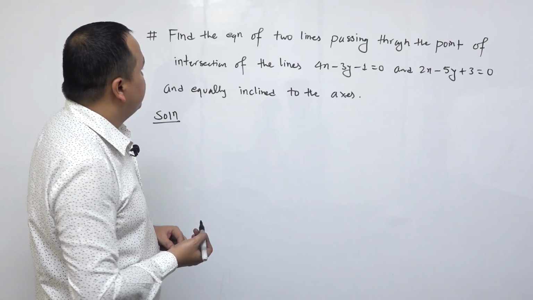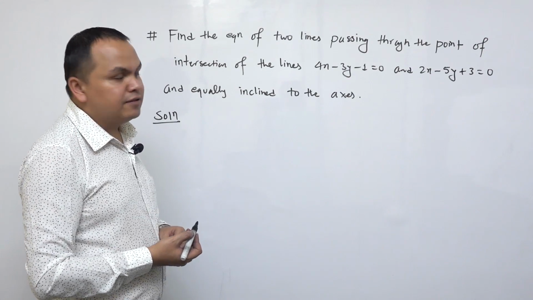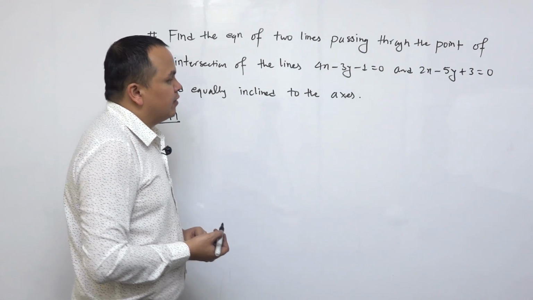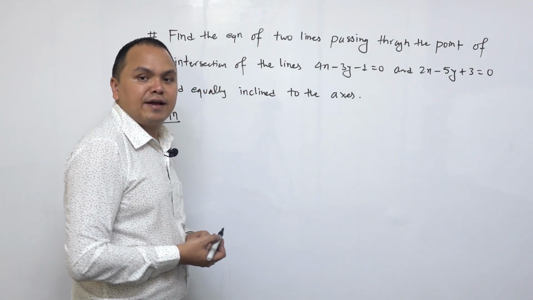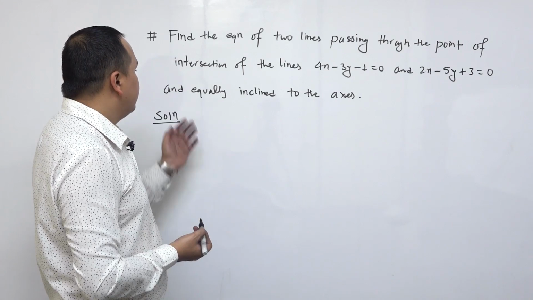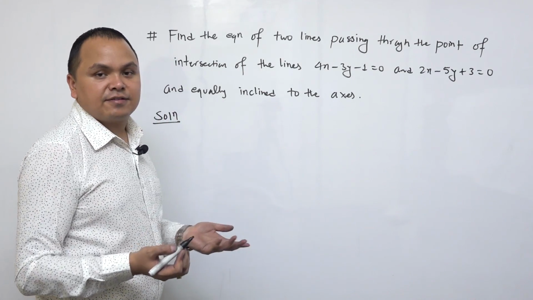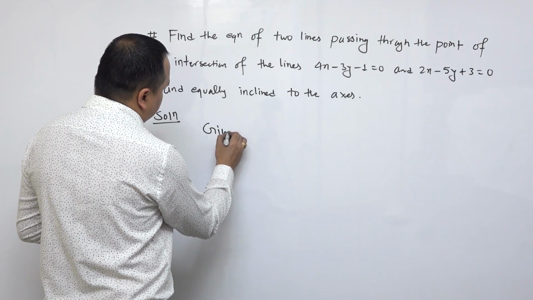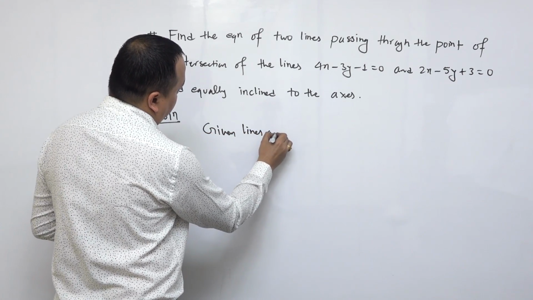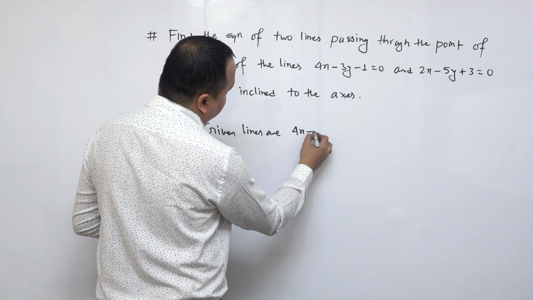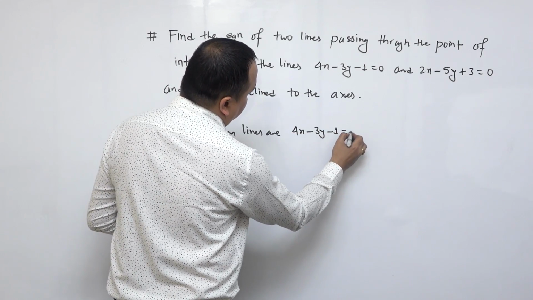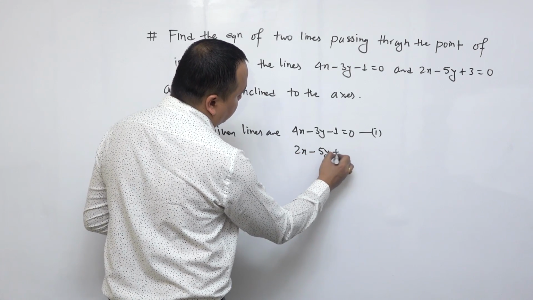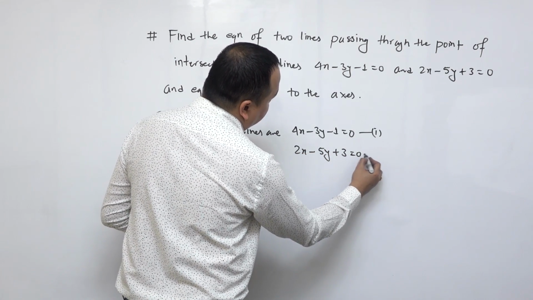Okay, we take another example. Find the equation of two lines passing through the point of intersection of the lines 4x minus 3y minus 1 is equal to 0 and 2x minus 5y plus 3 is equal to 0, and equally inclined to the axis. First of all, given lines are 4x minus 3y minus 1 is equal to 0, equation I, and 2x minus 5y plus 3 is equal to 0, equation II.